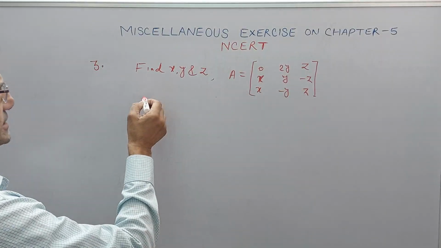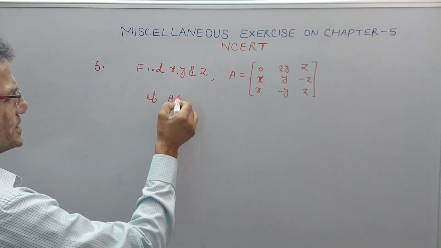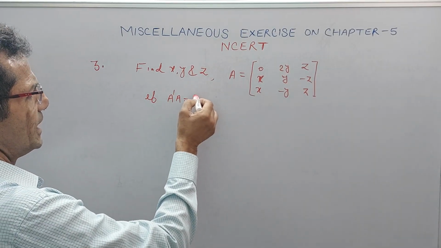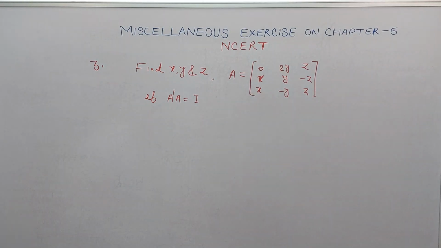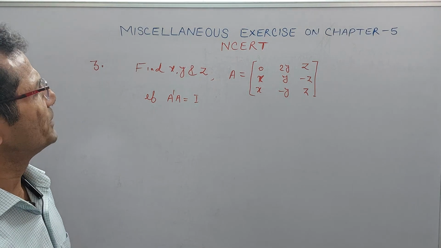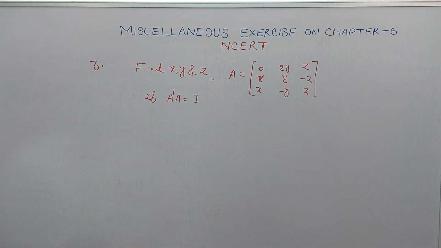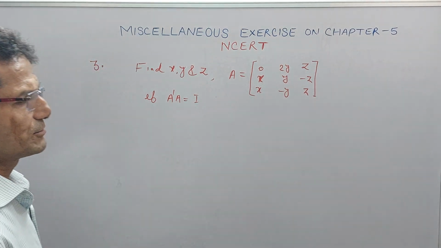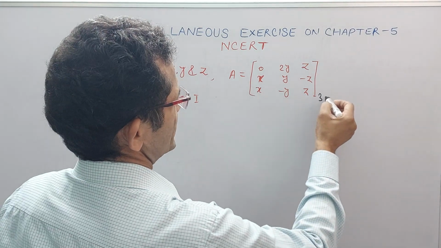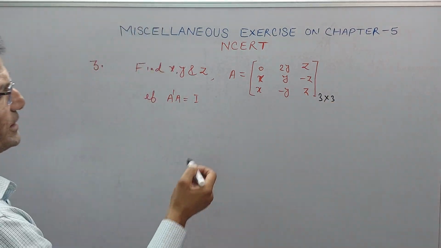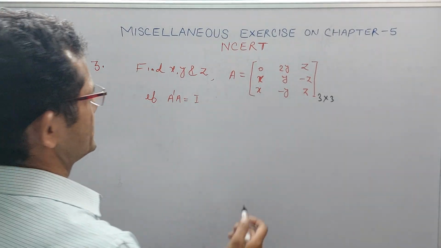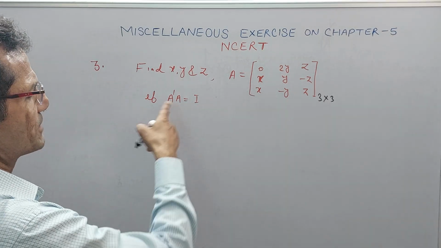It is given that the transpose of A times A is equal to the identity matrix. So this is our question. We have to find out the value of x, y, z. Since A is a square matrix of order 3, our identity matrix will also be a square matrix of order 3. Now first we find the transpose of A, then multiply these.